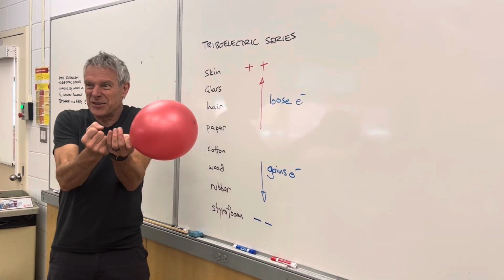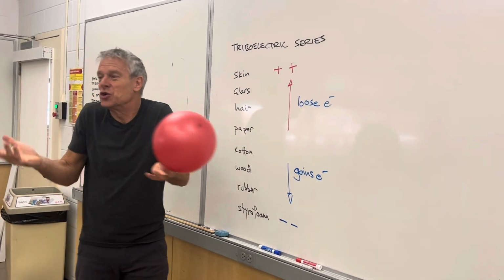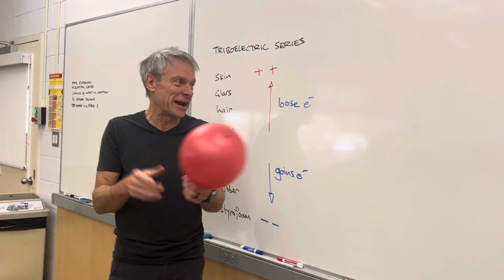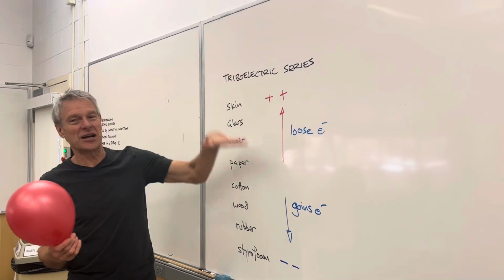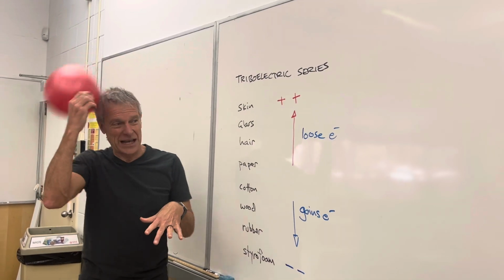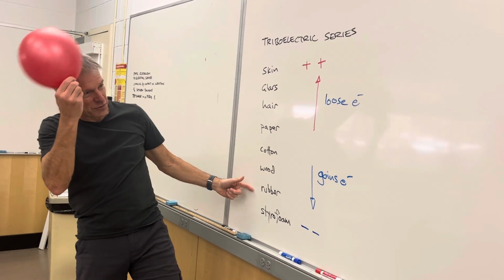They're bound by the strong force, right? You cannot rip protons out of the nucleus by any human means, other than nuclear reactions and stuff. And so we're always talking about a transfer of electrons. So everything we talk about in this unit is really to do with transfer of electrons. I'm transferring electrons from my hair to the rubber balloon.